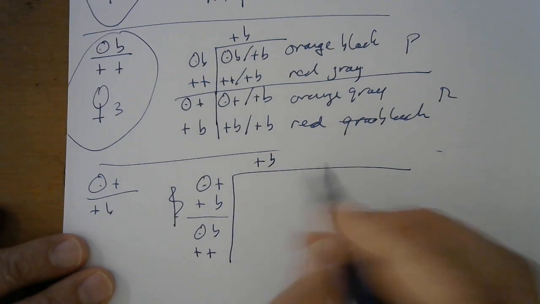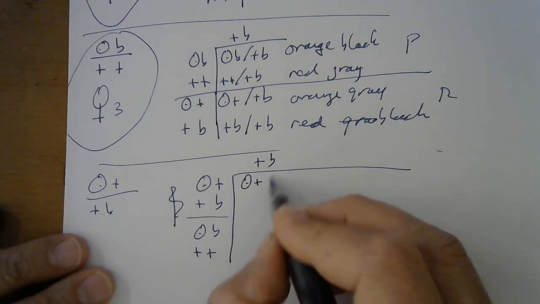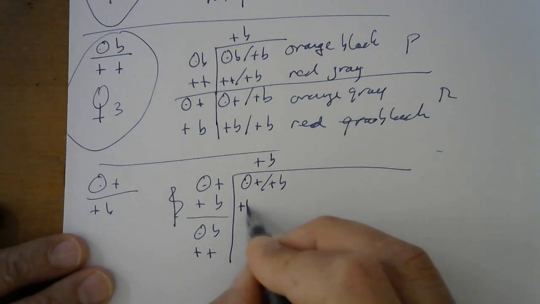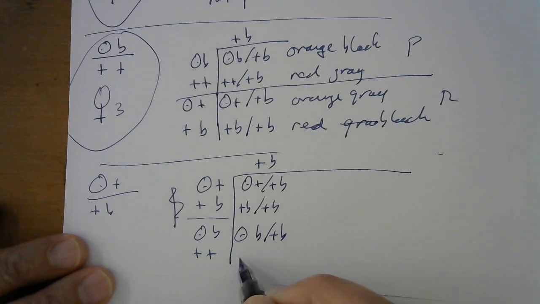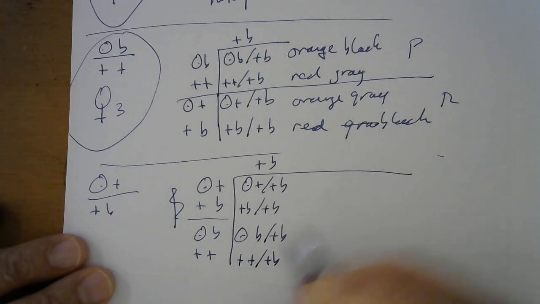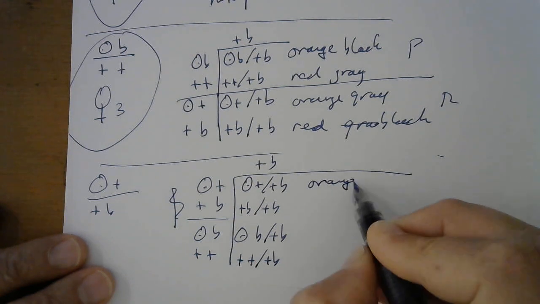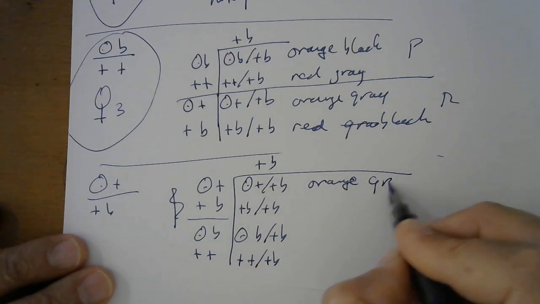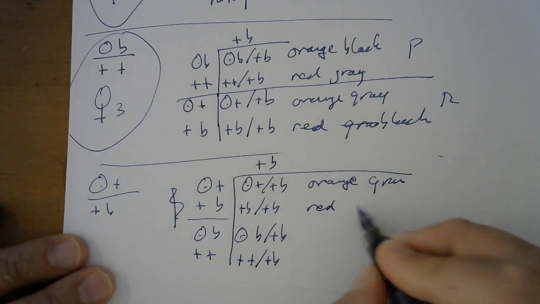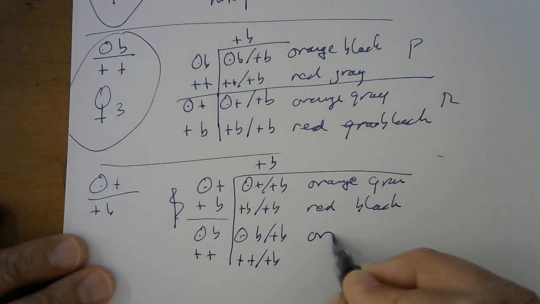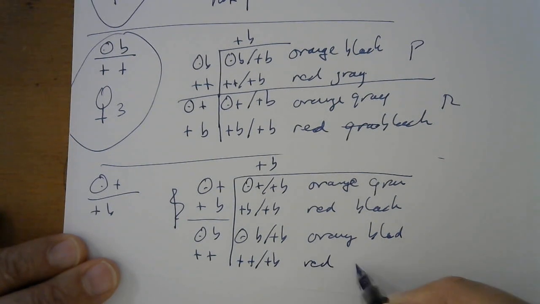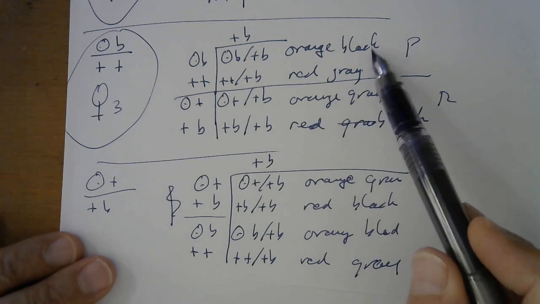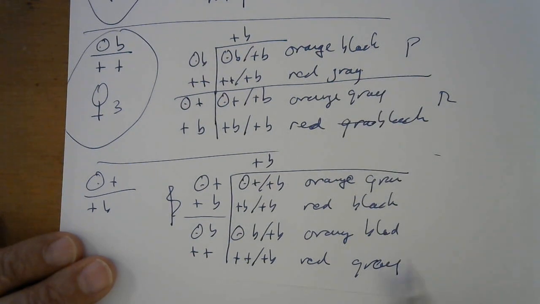And the male can only produce 1 gamete. So we have this plus B. And what do we see? We see orange. This is going to be orange gray. This is going to be red black. This is going to be orange black. And this is going to be red gray. Okay, that's different.